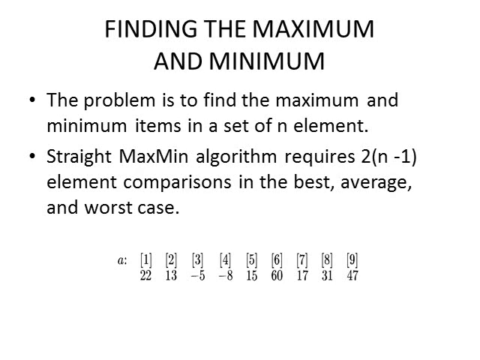One is the straightforward max-min algorithm that requires 2(n minus 1) element comparisons in the best, average and the worst case. Straightforward approach means just compare the values present in the given list, then find the maximum and minimum element. So here we have an example of elements. Among these elements, minus 8 is the minimum element and 60 is the maximum element. That is what we have to do using the maximum and minimum algorithm.